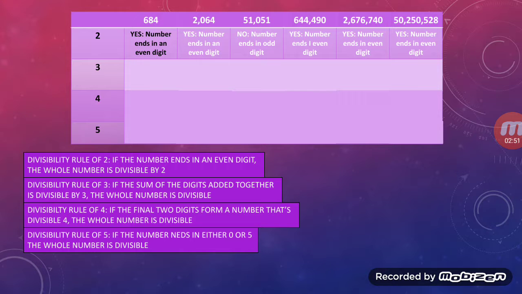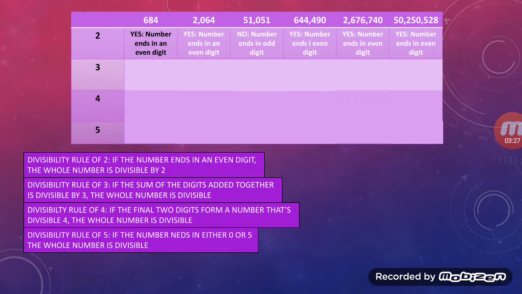Now you might be asking, well, why are 644,490 and 2,676,740 divisible by 2? They end in zeros. Well, that's because zeros are also divisible by 2. Zeros are divisible by everything. So, the rule is a bit strange when the zero part is left out, but it follows that rule for 2. Any number that ends in an even digit or 0 will be divisible by 2.